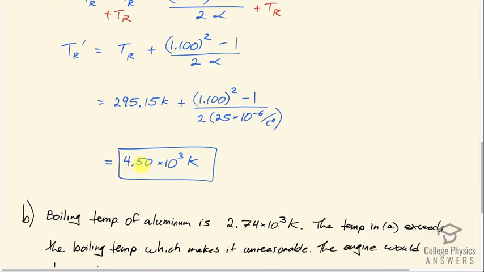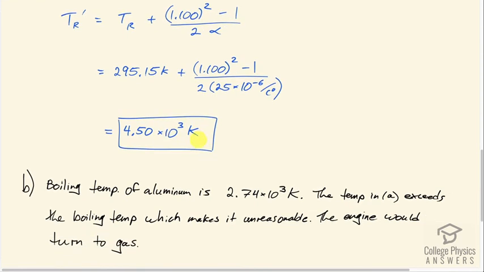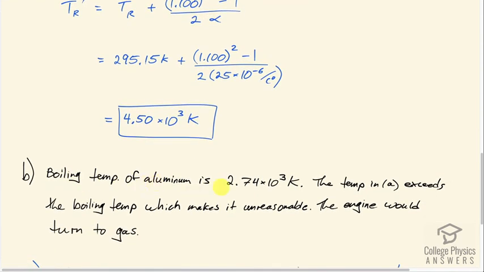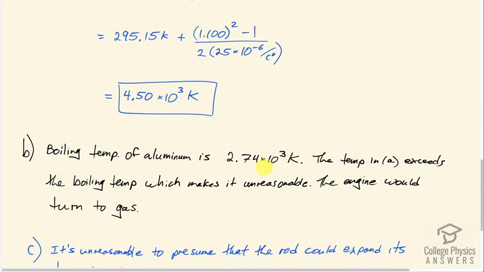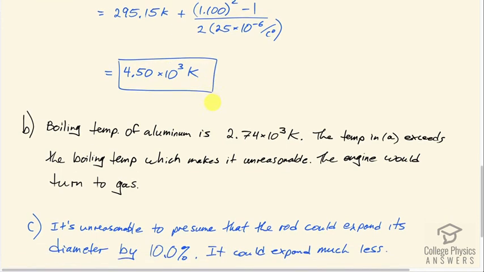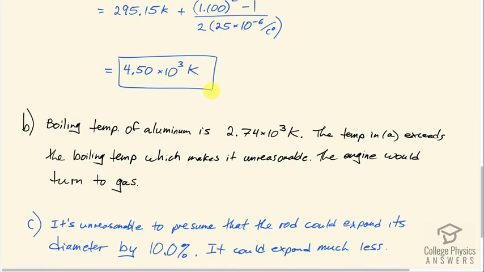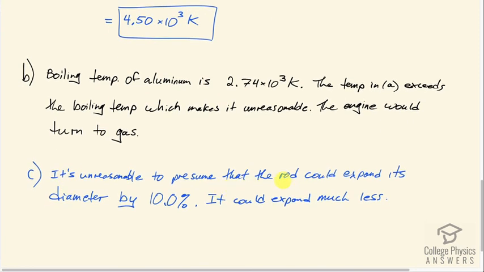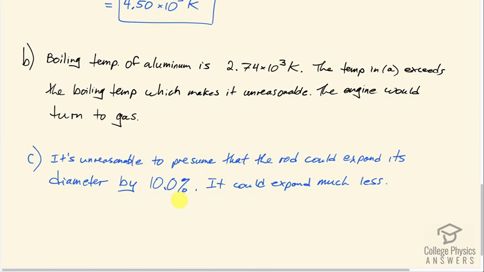And this works out to 4.50 times 10 to the 3 Kelvin. Now the boiling temperature of aluminum is 2.74 times 10 to the 3 Kelvin. So this exceeds the boiling temperature of aluminum. So this is clearly an unreasonable temperature. The rod and engine would turn into gas at this temperature. So it's unreasonable to presume that the rod could expand its diameter by 10%. That's a very large expansion. It would expand some number much less than this.